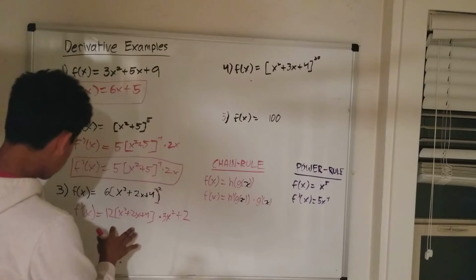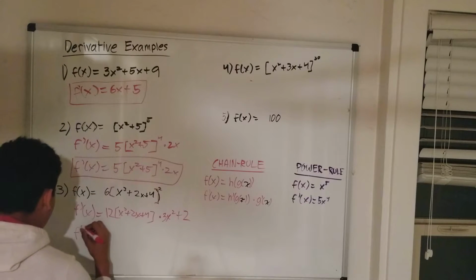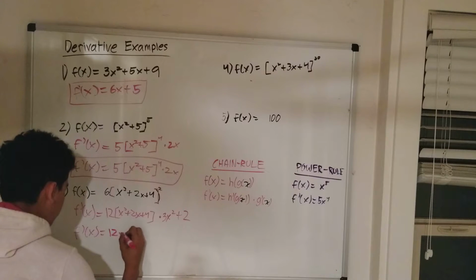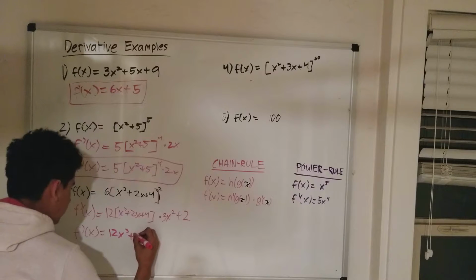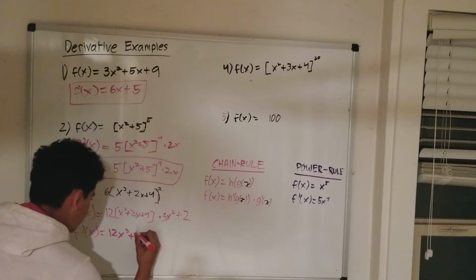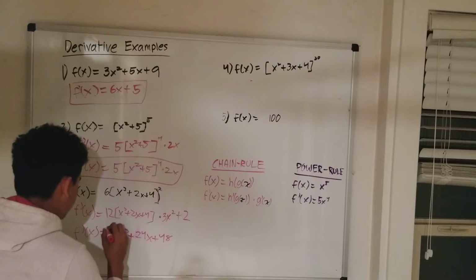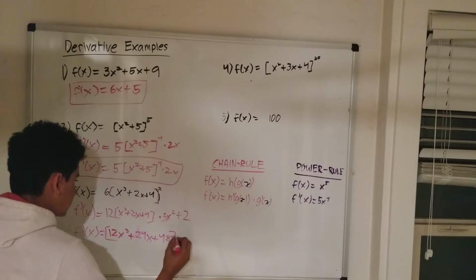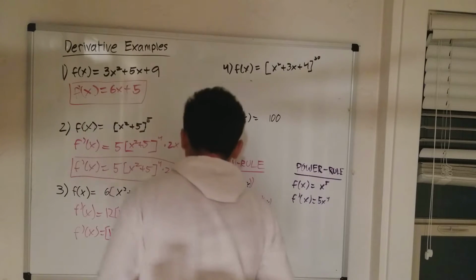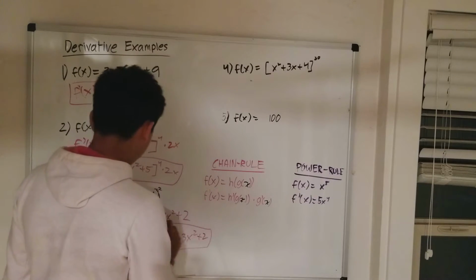And in this case, it is very simple to simplify this part, so why don't I clean that up a little bit here. F of x is equal to 12x cubed plus 24x plus 48 times 3x squared plus 2. And that is the derivative of number 3.